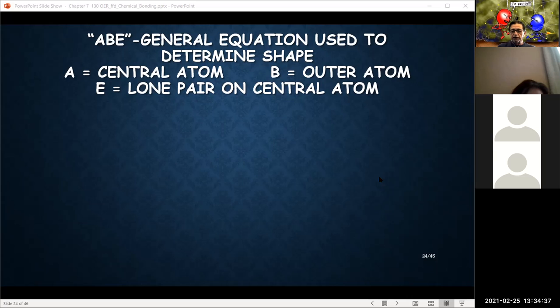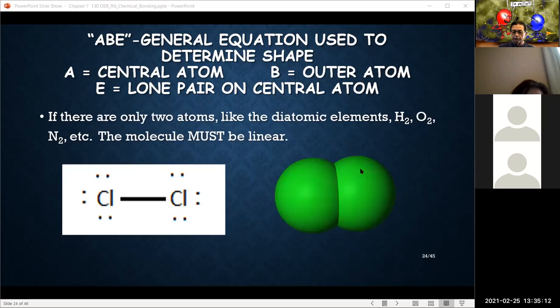Okay. All right. So I've already talked to you about this. You're familiar with the AB E general formula. A represents the central atom. B represents the atoms that are bonded to the central atom. And E represents the lone pairs that are on the central atom. I repeat, on the central atom. We don't care about the lone pairs on the other atoms, but only on the central atom. And you have a subscript for B and E, depending on how many atoms are bonded to the central atom and depending on how many lone pairs are on the central atom, okay?